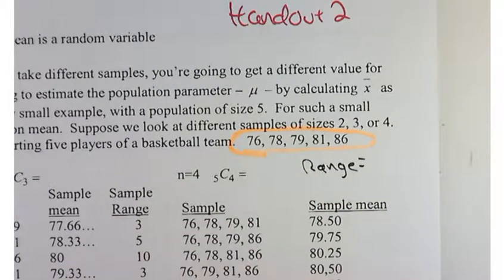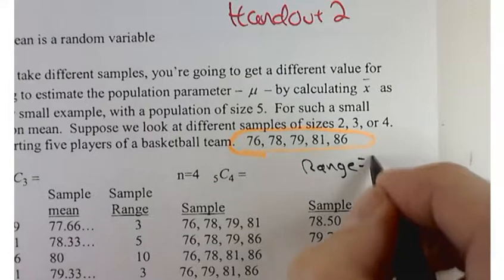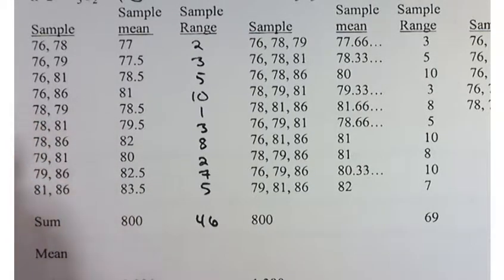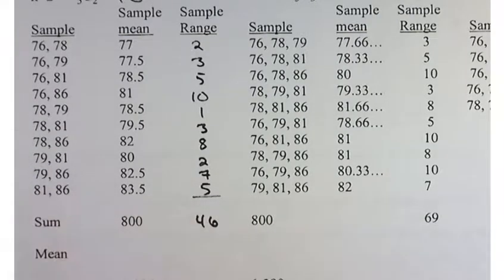So the range would be 10, right? 76 from 86 gives you a difference of 10. So that's the population range. How did our estimates do? Were our estimates pretty good for samples of size 2? Not really. And we hit it once, but only once.